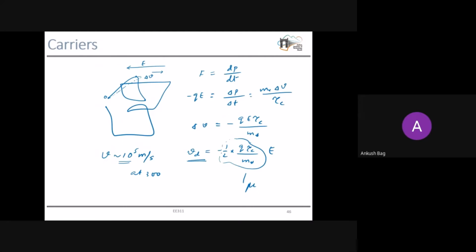Now the next curiosity is: what about the drift velocity? Because the drift velocity will give us the current. Remember, you can think over whether this value is very large, small, or average, and then in the next class we'll derive it.